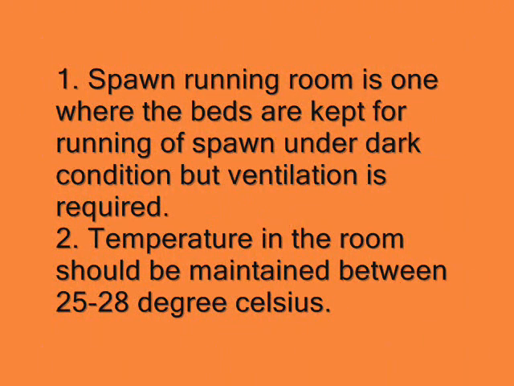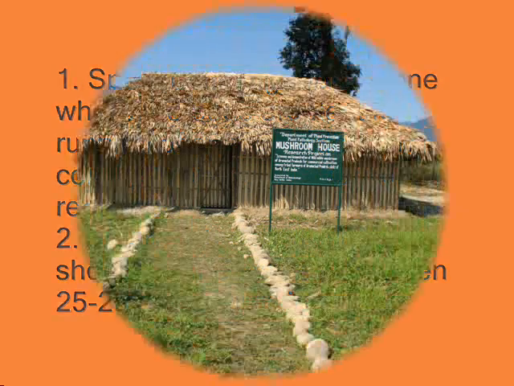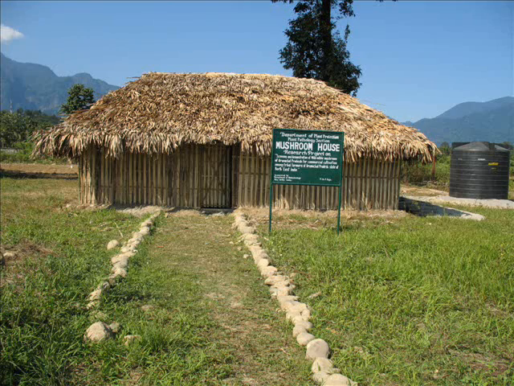Spawn running room. Spawn running room is one where beds are kept for running of spawn under dark condition, but ventilation is required. Temperature in the room should be maintained between 25 to 28 degrees centigrade. We can make the spawn running room and the cropping room using locally available bamboo frames.